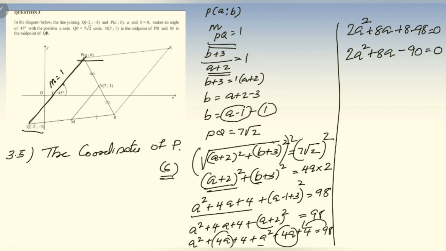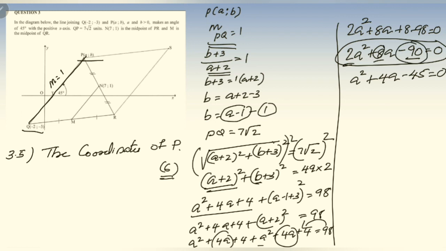Isn't it? Now I'm going to simplify because all of them have 2 as a common factor. I'm dividing by 2 in all the terms, so it's going to be A square plus 4A minus 45 is equal to 0. Those who have problems, from here you can use the quadratic formula. If you have a problem in simplification, A is 2, B is 8, C is minus 90. Put it in the quadratic formula, you will get the answer very easily.